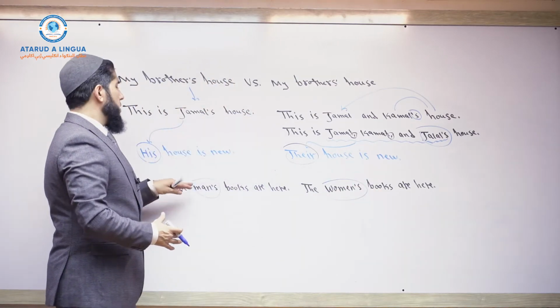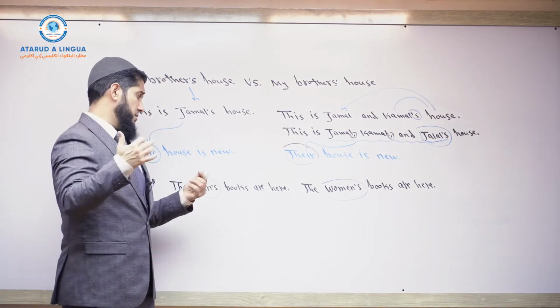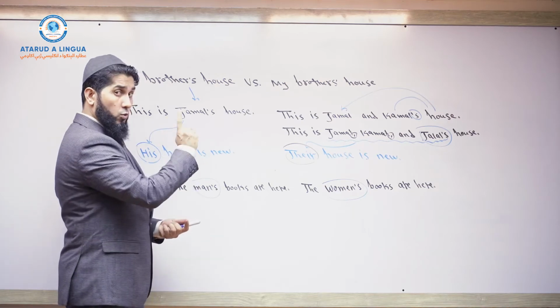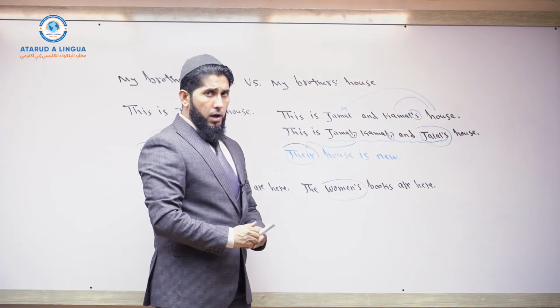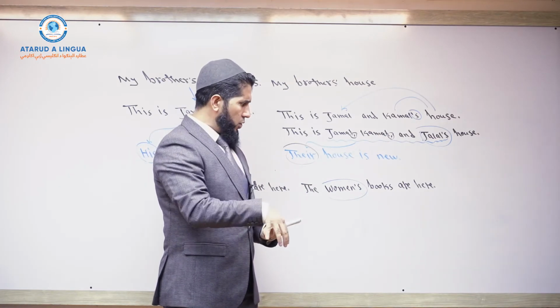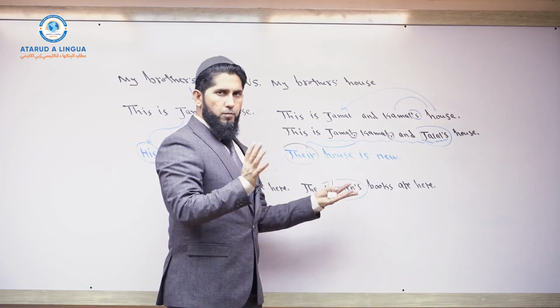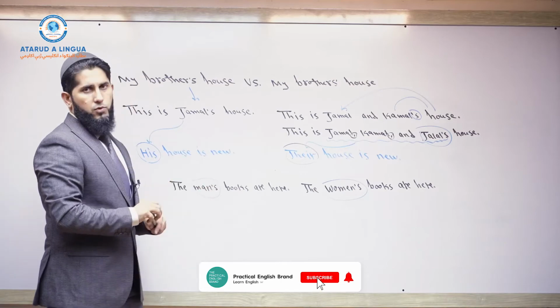So now, the man's books are here. The man's books means that these books belong to that one man. And the women's books are here. It means that these books belong to a group of women. But in both cases we use apostrophe before s.